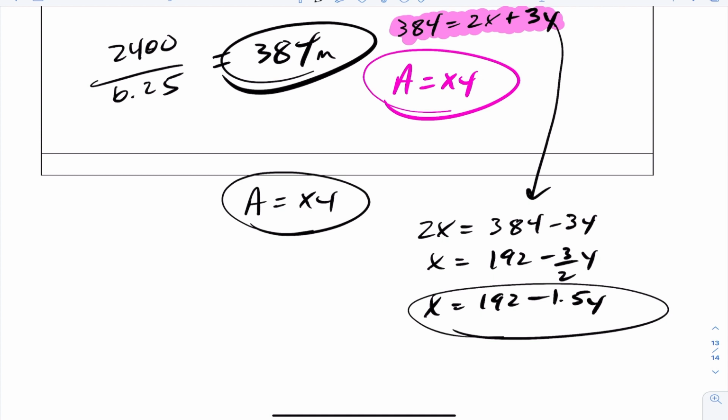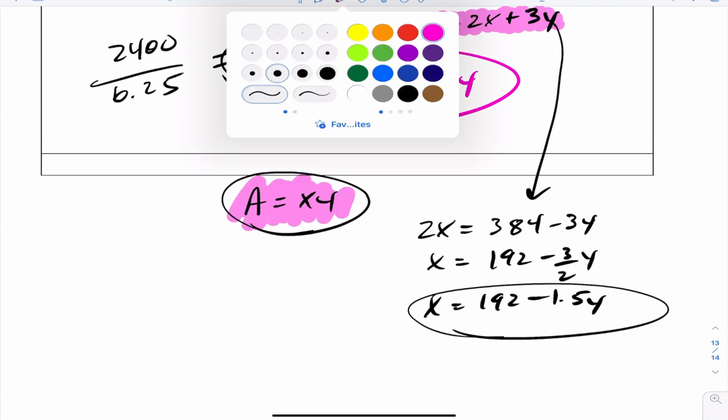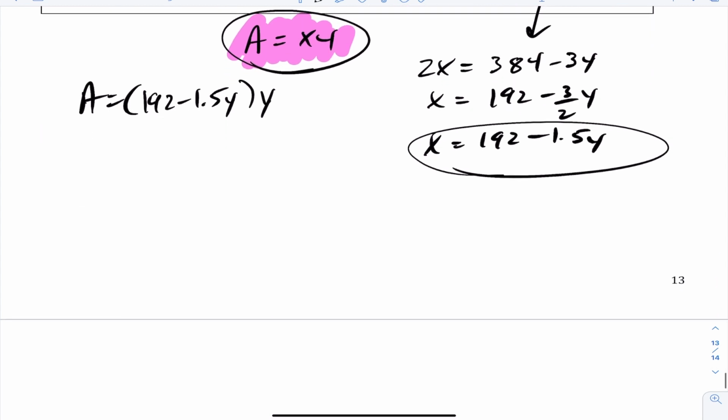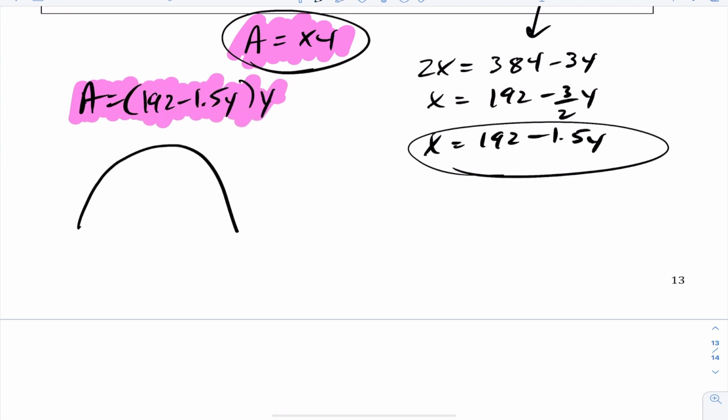Okay, so now, like I said, I want to maximize this expression here, but I've got these 2 variables. I can now get rid of the x, and I can re-represent that x as 192 minus 1.5y, times variable y. Now, what do we have here? Well, I have a quadratic. This quadratic has a leading coefficient that is negative, so it opens downwards. Therefore, it hits a maximum. That maximum is my max area, and that's what I want to find.